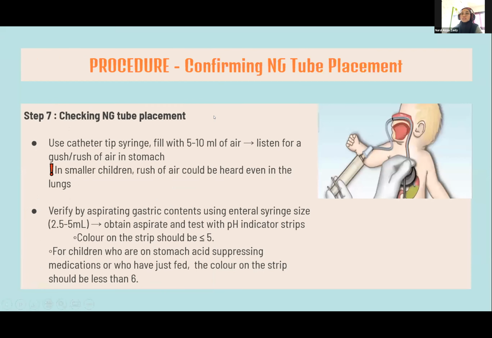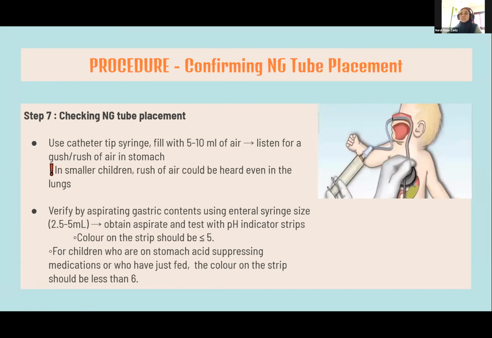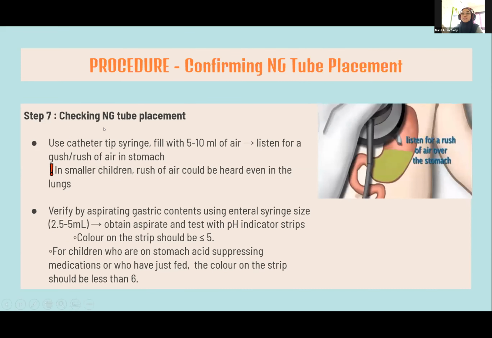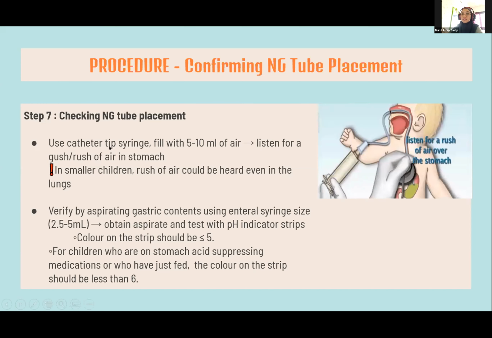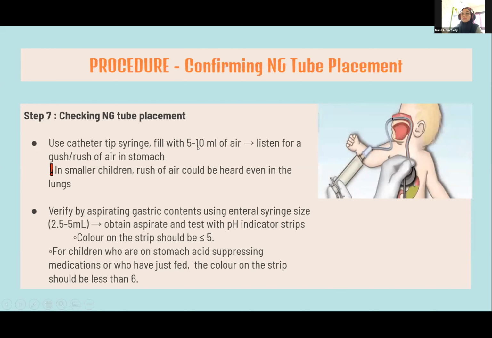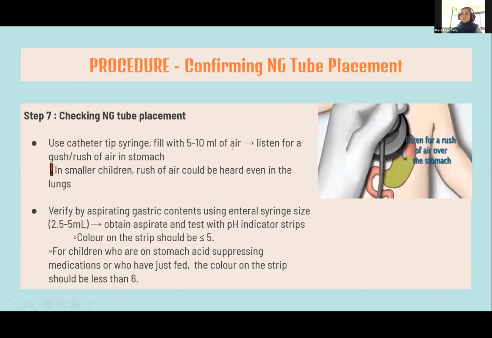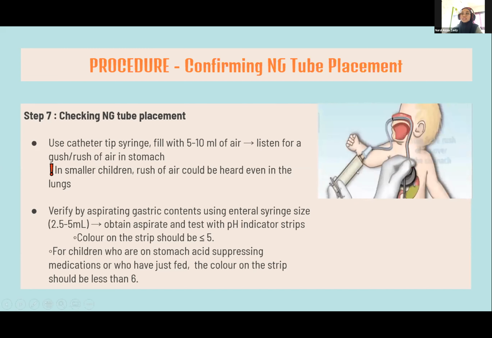Next, now we have already inserted the NG tube, so how do we confirm? We always need to confirm, okay? Step 7, checking the NG tube placement. Use a catheter tip syringe filled with 5 to 10 milliliters of air. You can see in the picture, this is the syringe, basically just air inside. Then push the syringe and listen for a gush or rush of air in the stomach.